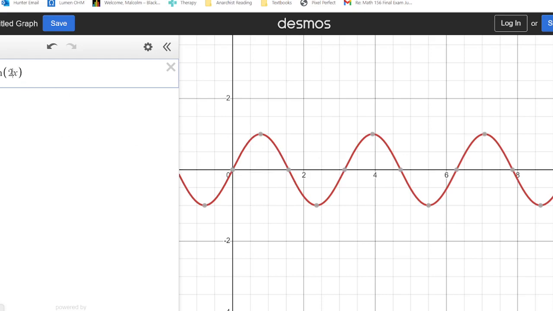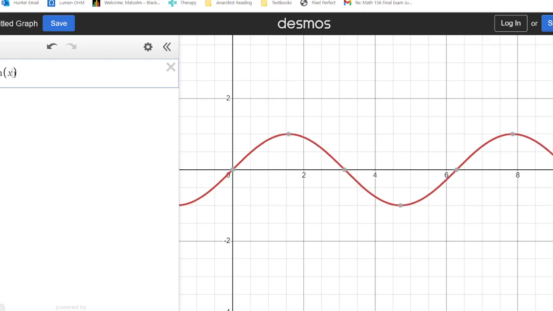Now, let's say instead of having a b value here, I won't have a b value, but what if I add pi over here?